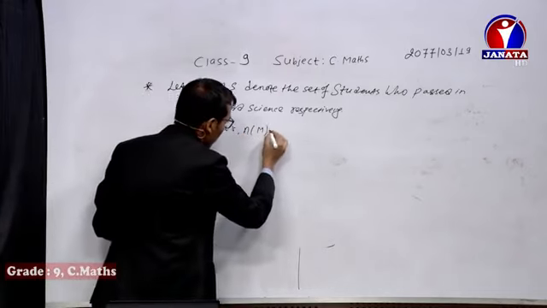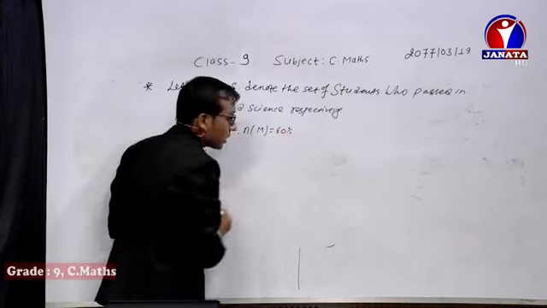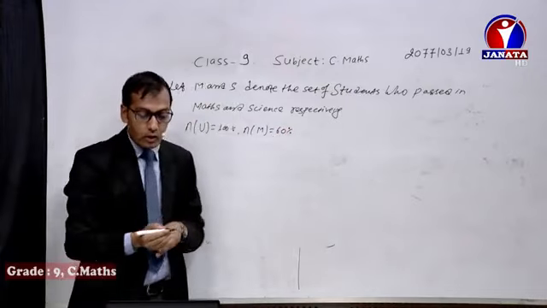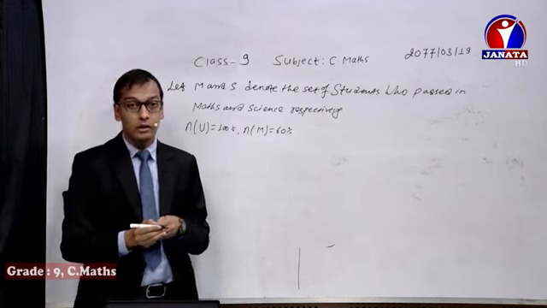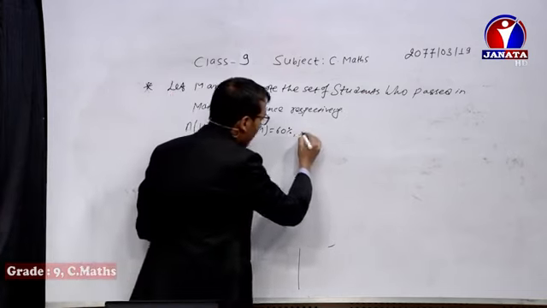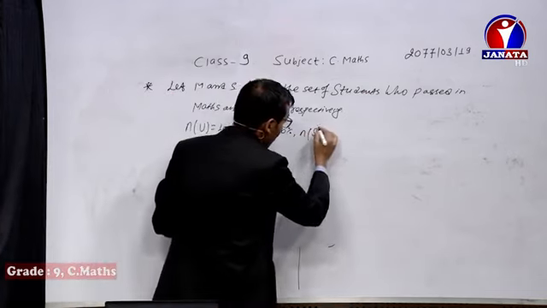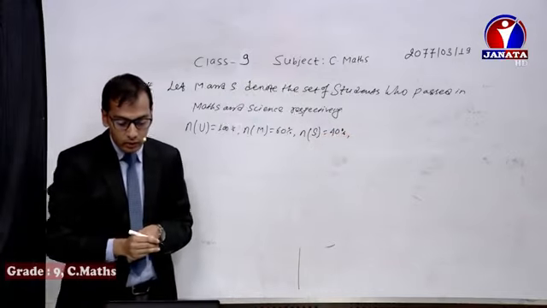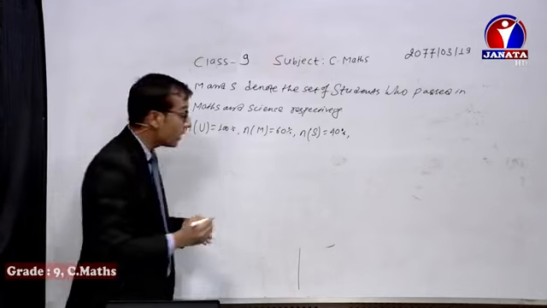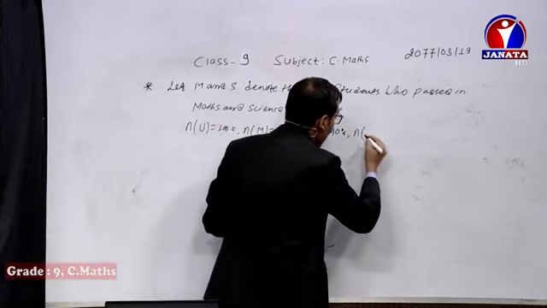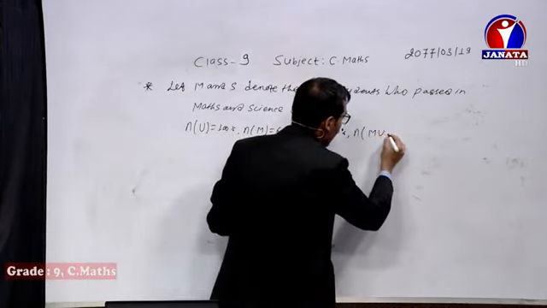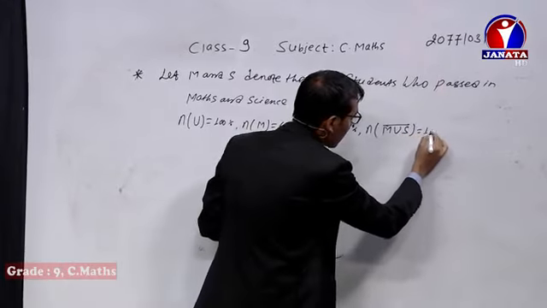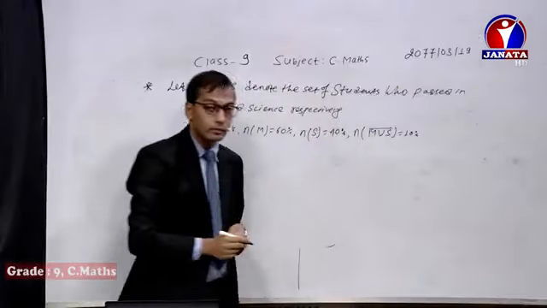N of M is 60%: 60% of students passed in mathematics and 40% in science. So N of S is 40%, and there is one more piece of information, 10% of students failed in both subjects. So N of (M union S) complement in terms of percentage is 10.